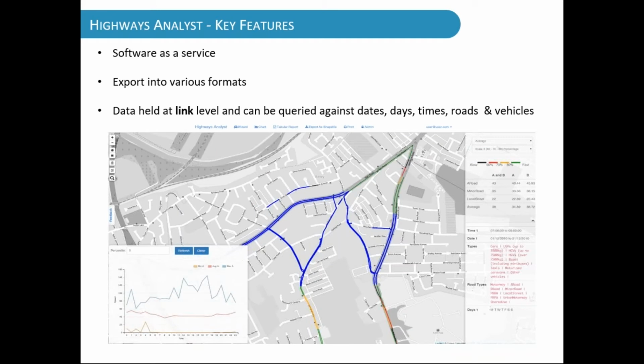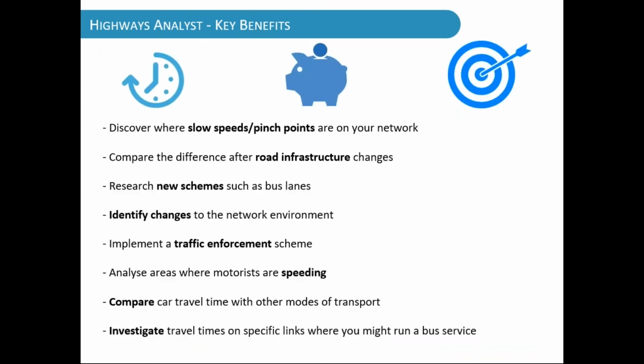So Highways Analyst itself is a web-based tool, it sits in the cloud, so it's software as a service. It exports into various formats and the data is held at link level, so it can be queried against days, dates, times, roads and vehicles. The data is aggregated into 6 time bands: AM peak, PM peak, off peak, evening, night time and weekend. The DFT, who hold the data, can provide up to 8 years of data to local authorities for road traffic analysis. And the DFT have been supporting TM speed data for a number of years as their go-to data set, which they use for their journey time statistics and analysis.